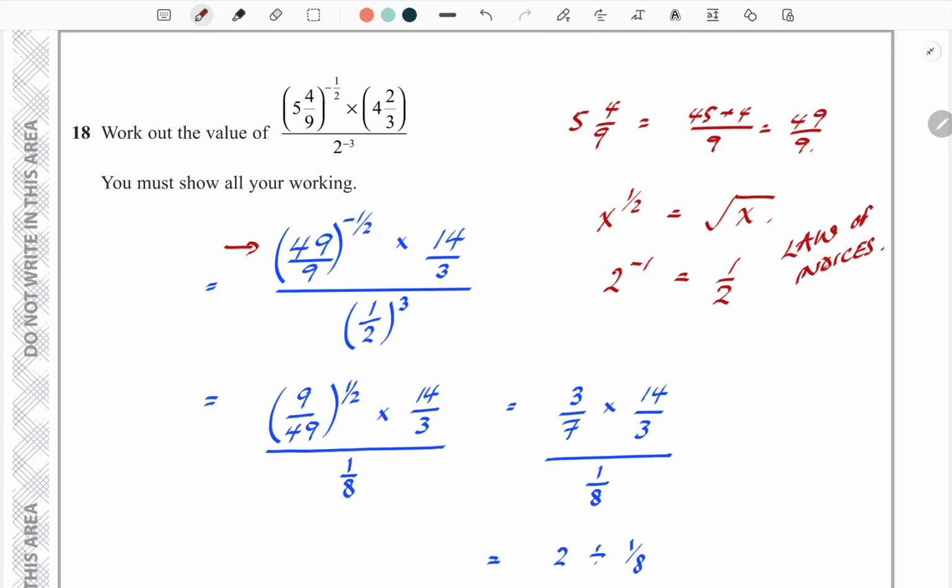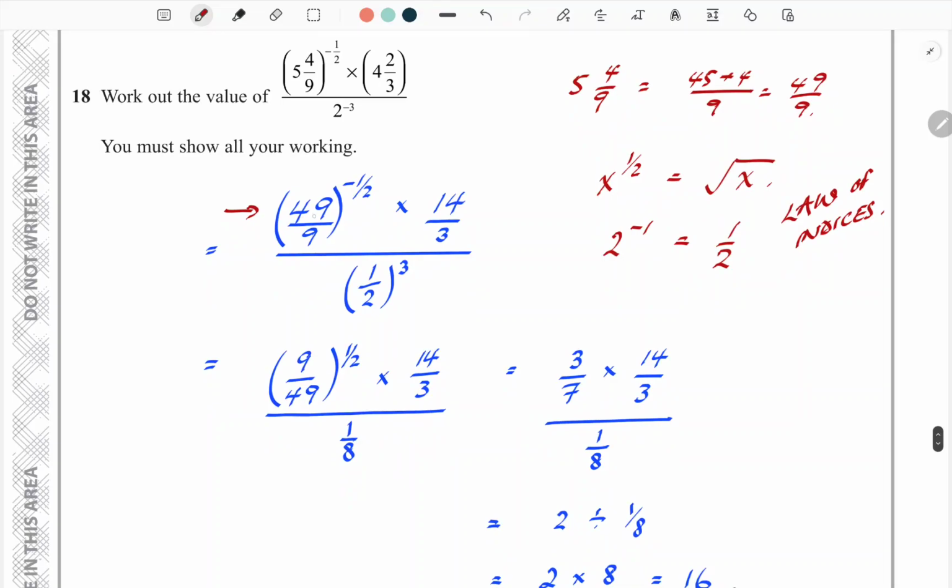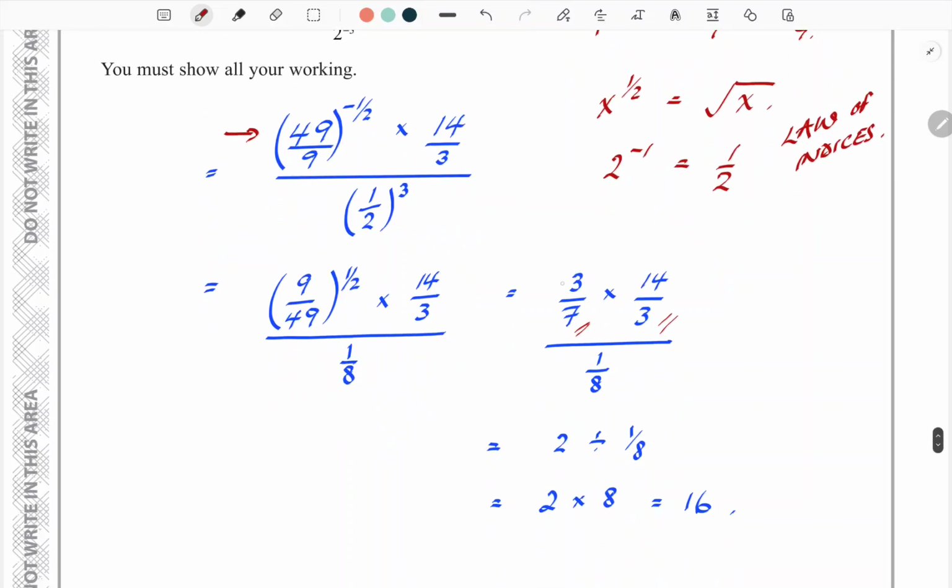with the numbers actually worked out properly. So effectively, you've got the 49 over 9 to the power minus half. Get rid of the minus by flipping it upside down. So you get 9 over 49 to the power half, times 14 over 3. Underneath it, divide by 1/8. And that works out to be, if you take the square root of 9 over 49, that's 3/7, and times 14 over 3. So the 3s cancel, 14 over 7 is 2.